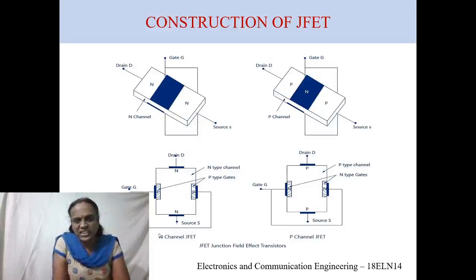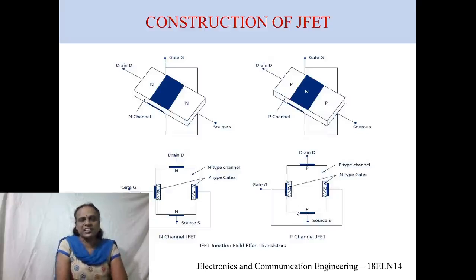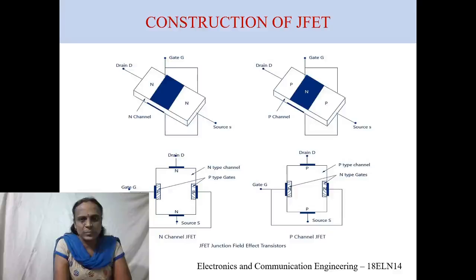This is for an N channel because the channel path is N. Whereas in the P-type, the channel path is P. If the channel path is P, at the sides we have the N. This is just the basic construction of our N channel and P channel.